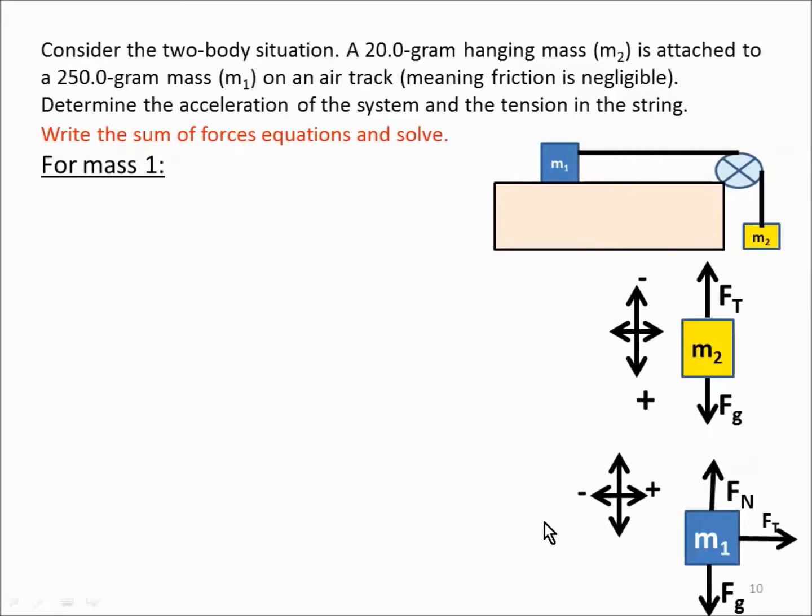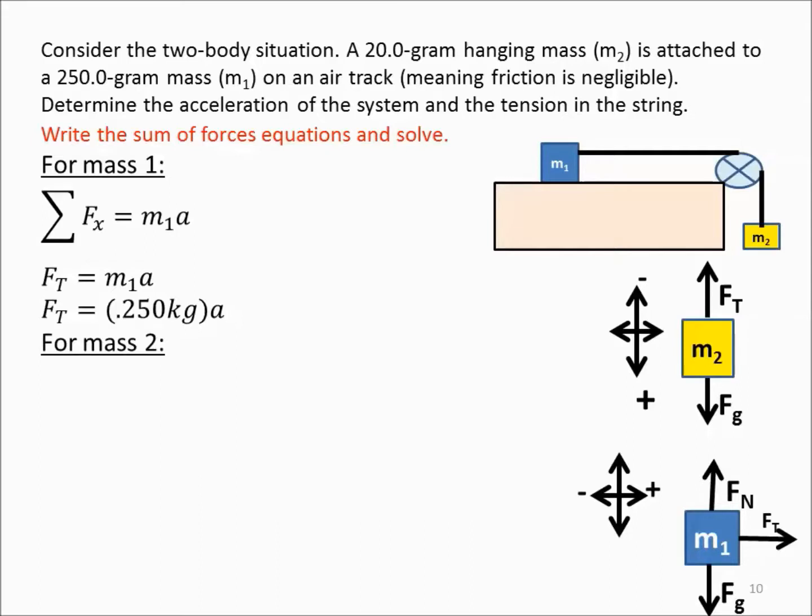Now we're going to write our sum of forces equations and solve. So for mass 1, in the x direction, we're going to look at force of tension. The sum of forces in the x direction is mass 1 times the acceleration. In the x direction, we only have the force of tension. So force of tension equals mass 1 times acceleration. We can get a simpler equation by putting in the mass.